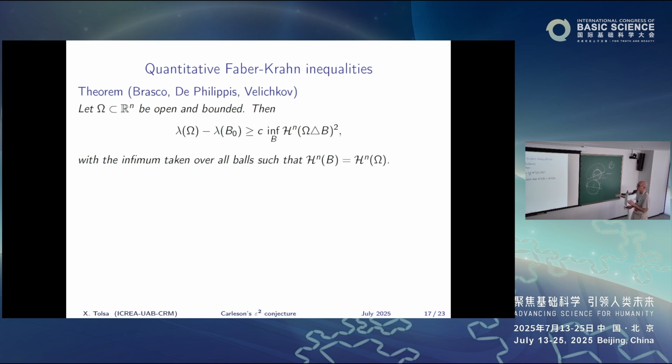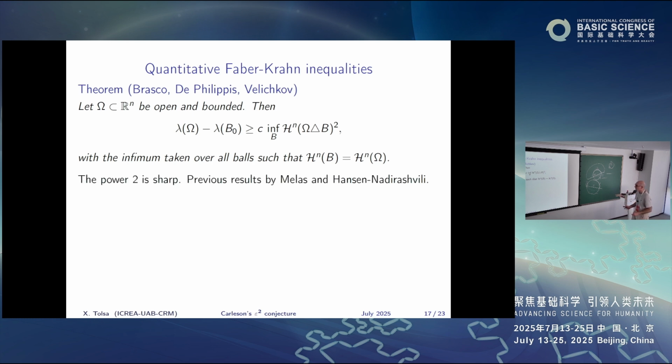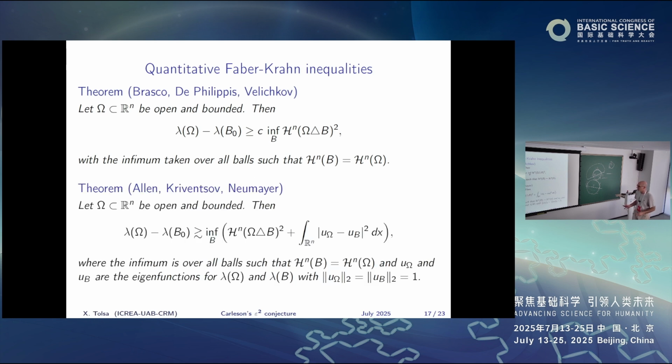What is an open problem is to compute the exact constant. There are other estimates in this field where maybe some sharp constants are known, but depending on what you put here in the right-hand side. And among the many people that have studied these quantitative Faber-Krahn inequalities, there are Melas, Hansen, Nadirashvili, and many others.